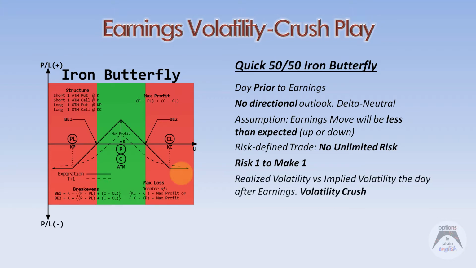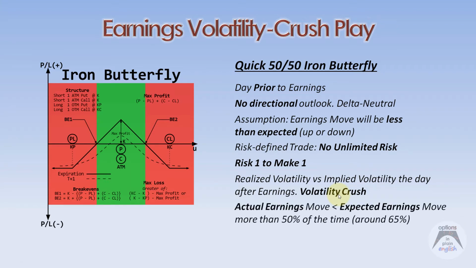So what you think is going to happen is that the realized volatility versus the implied volatility on the day after earnings is going to favor the implied volatility, meaning that the expected move was higher than what actually happened. And since there's going to be a volatility crush on the next day because the earnings are no longer upcoming, there is no longer an event that's going to move the stock by a lot, then you're going to profit by selling the iron butterfly and then buying it back right after.